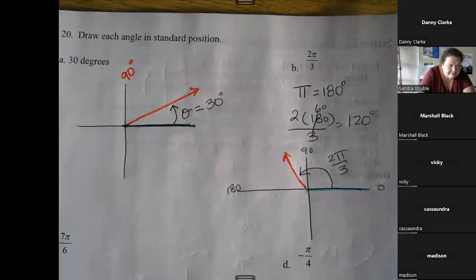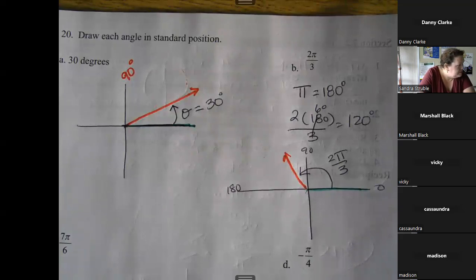Whenever I see pi, I know that I want that pi to cancel out, so I can put pi on the bottom. Yes, you can do it that way just to change it.